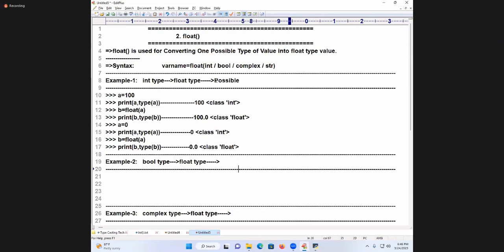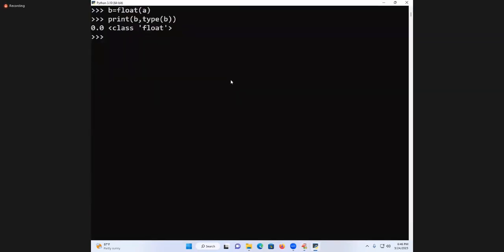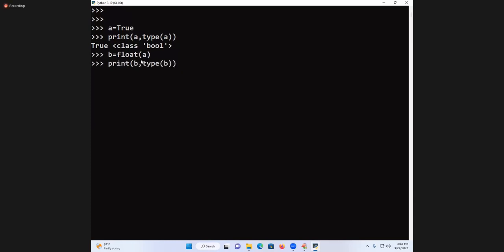Next I am going to take bool type. Be careful, students. a = True. print(a). Which type? Bool type. Ready to answer? Right. float(a). Possible or not possible? Possible. What is the answer? Excellent. 1.0. Why? True is internally 1. When I convert it into float, it becomes 1.0. Is the clarity there?